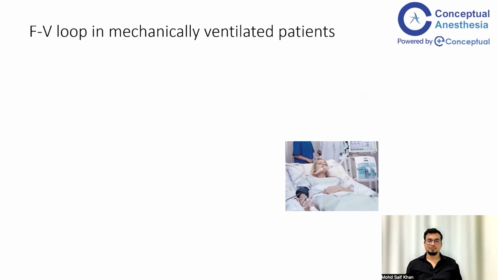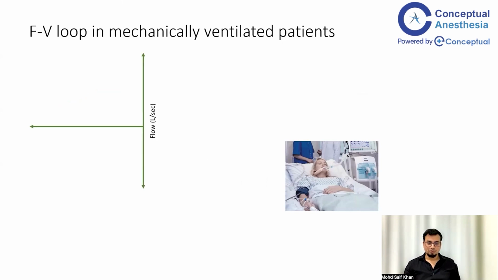So far we have discussed the F.V loop in spontaneously breathing patients, especially the patients who will come to you for the pre-anesthetic checkup. And you will look at the F.V loop and then try to find out what kind of disease they have. Now what happens when the patient is in the ICU and mechanically ventilated? So how to draw it, what are the things which we should know?